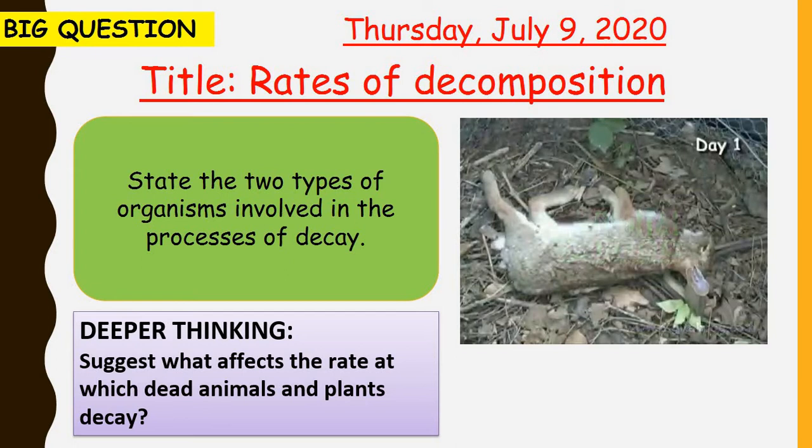So state the two types of organisms involved in the process of decay. Just to get us thinking. In terms of deeper thinking, suggest what affects the rate at which dead animals and plants decay. Now, you can pause the video and have a little think about those.